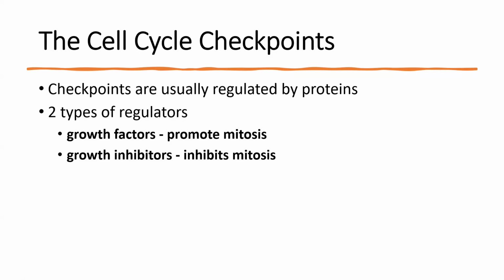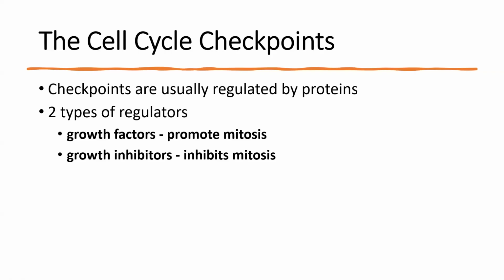So a couple of things first. We already talked about the checkpoints, right? The checkpoints are important to make sure the cell has enough resources, that there are no mistakes and errors, and that it's appropriate for the cell to divide. But who's doing the checkpoints? It turns out there are various proteins involved in the process of doing these checkpoints. And there are two kinds of proteins in general.